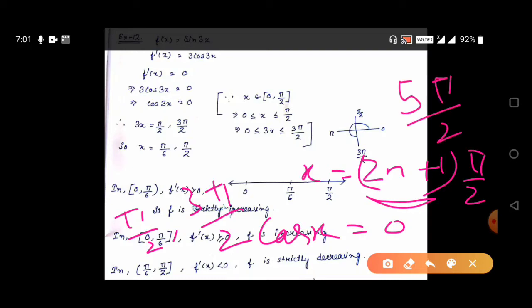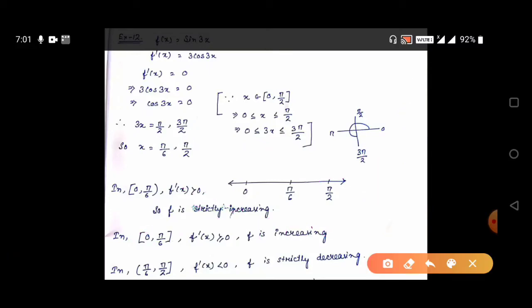But 5 pi by 2 we cannot take because 3x belongs to 0 to 3 pi by 2. So 3x can take the values pi by 2 and 3 pi by 2 only. Now if 3x is equal to pi by 2 and 3 pi by 2, what will be the value of x? The value of x will be pi by 6 and pi by 2. So in this way we have to find the value of x.